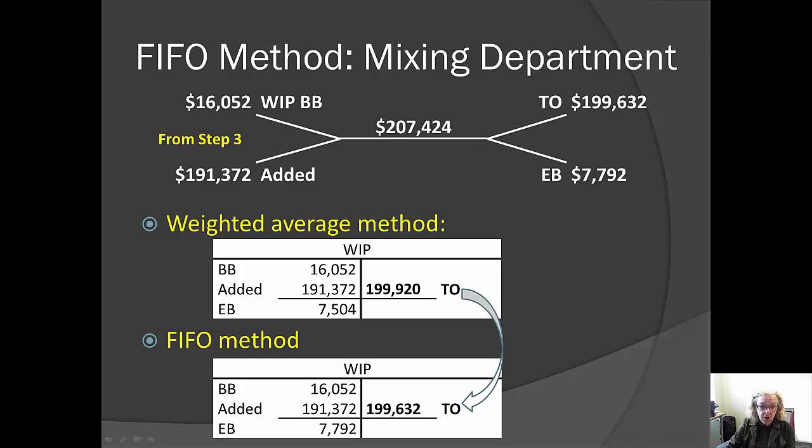Both of these methods are acceptable under GAAP. All GAAP asks is that a firm pick a method and stick with it so that costs won't be distorted by fluctuating between one method and the other. FIFO is slightly trickier to use. Very few firms choose it, but it gives information that would be hidden under the weighted average method.